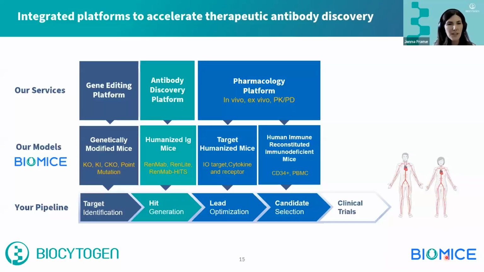So before I jump into these preclinical animal models, I'll take a quick step back to just provide a little bit more context on what our company provides. So since 2009, we've been providing genetically modified animal models for preclinical research applications. So for antibody drug discovery, we have specially designed mouse models to facilitate each stage of the discovery process, which we refer to as biomice. So our gene targeting platform can be used for target identification and validation using custom GEMM models.